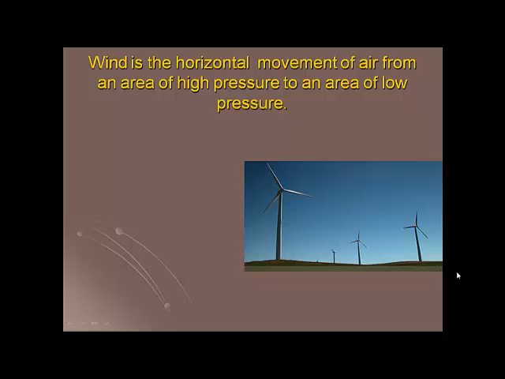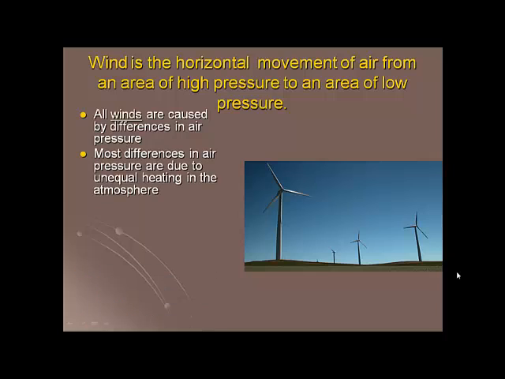Wind is the horizontal movement of air from an area of high pressure to an area of low pressure. All winds are caused by differences in air pressure. Most differences in air pressure are due to the unequal heating of the atmosphere.